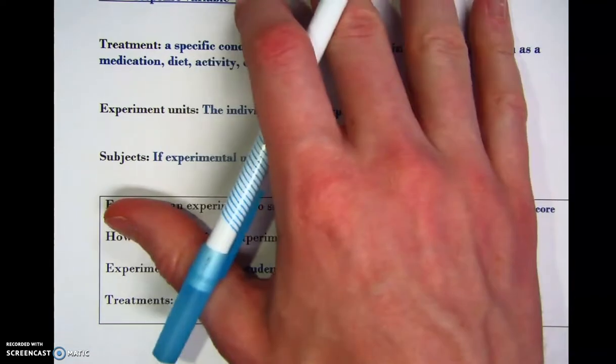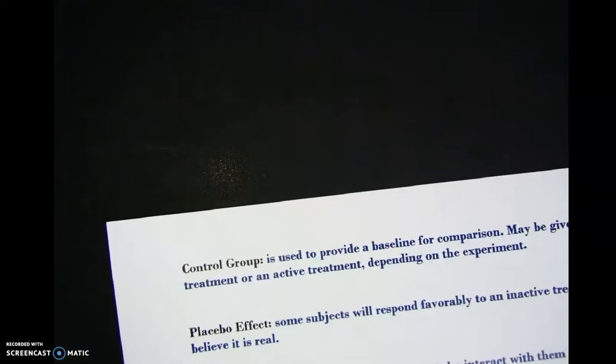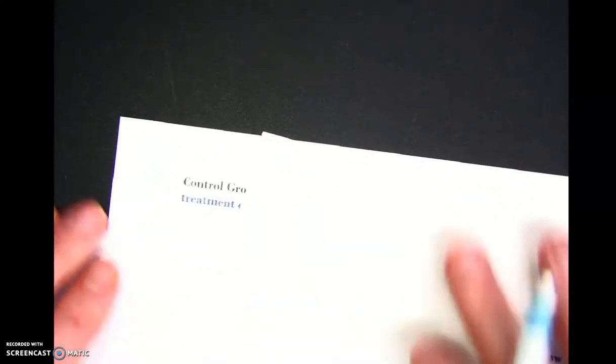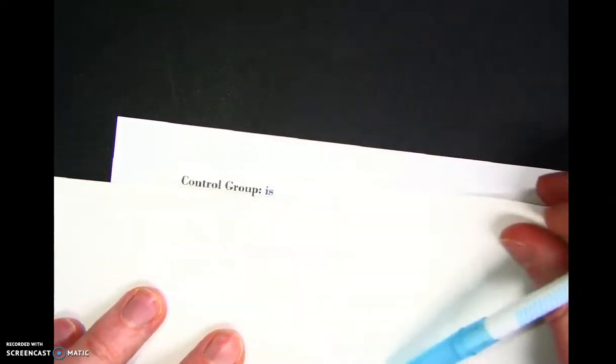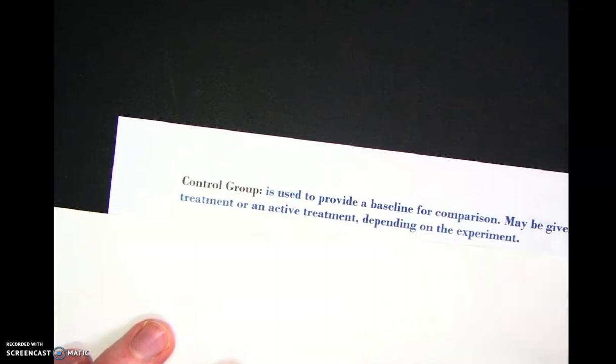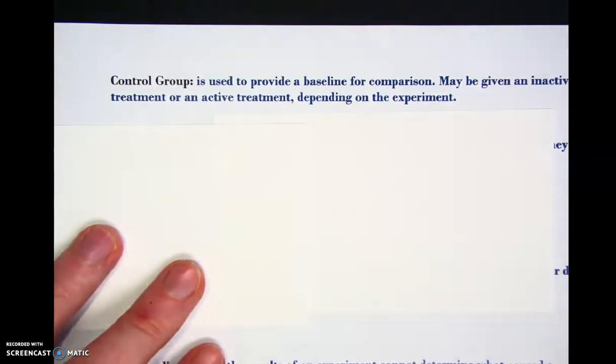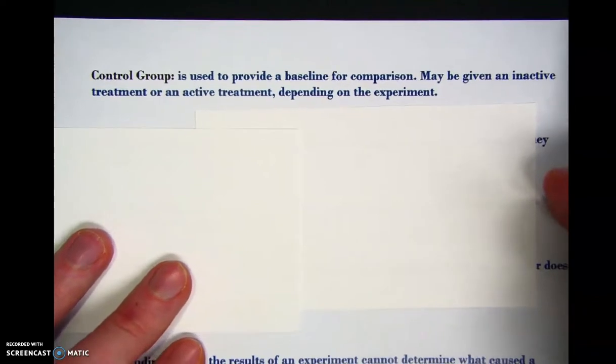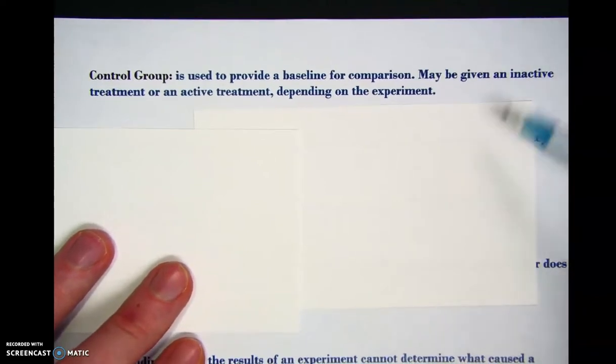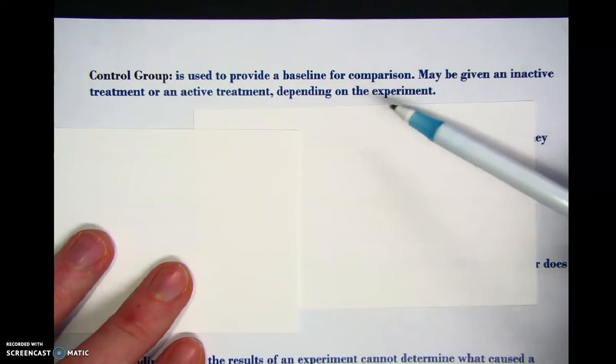So those are our fundamental vocab. On the back, we'll talk about some pieces anytime we want to design a good experiment. Some of these terms should be familiar to us, such as a control group. As much as possible, we want a control group to provide a baseline for comparison. They might be given an inactive treatment or an active treatment, depending on the experiment.